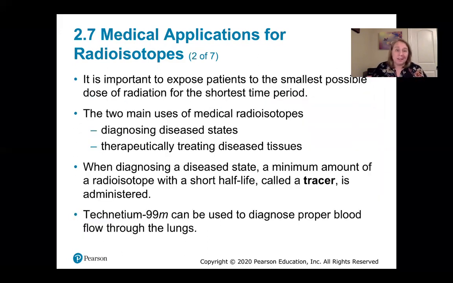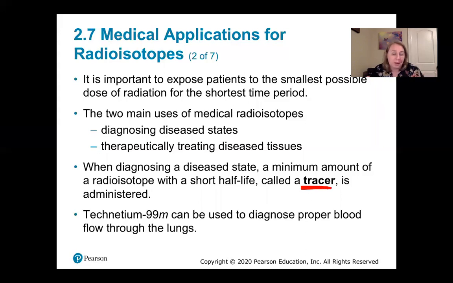If you're detecting, you want to expose those patients to the littlest amount of radiation possible for the shortest amount of time. So either you're going to use it to diagnose or to treat, but especially in diagnosing, you're going to give them the smallest amount possible. And so we call that a tracer. It's a little bit of radioisotope and it has a really short half-life.